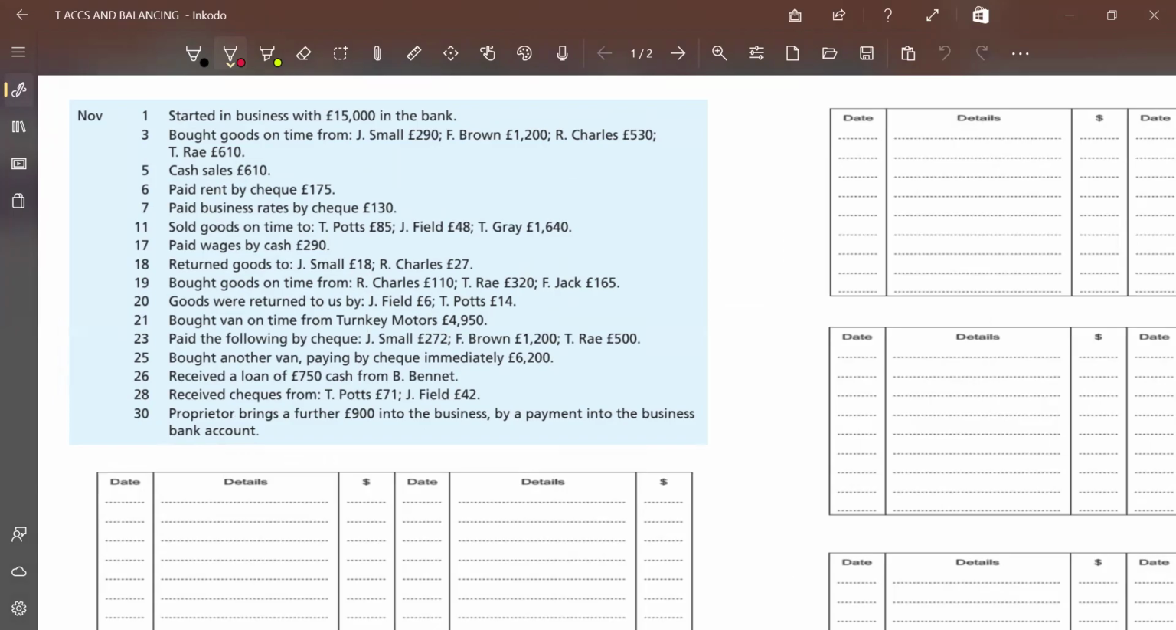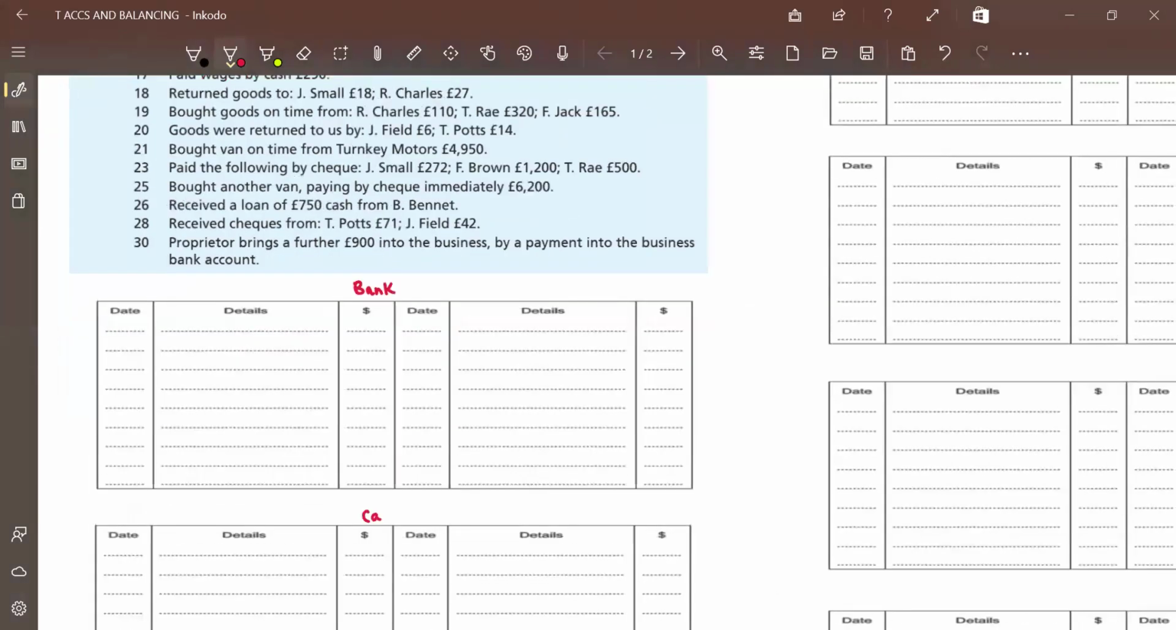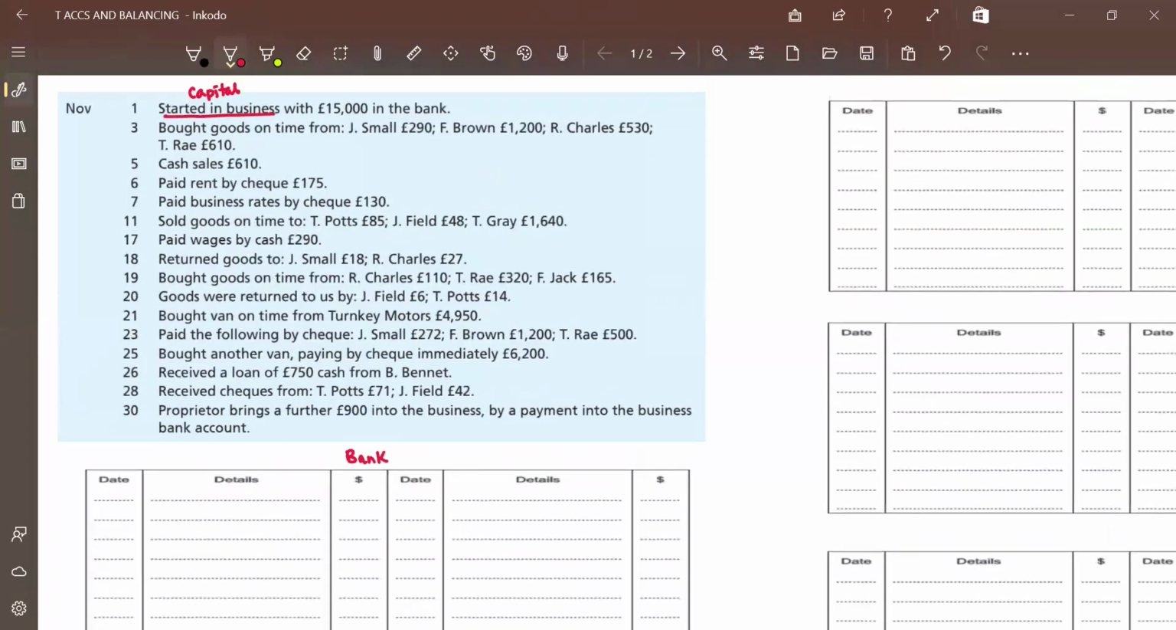Whenever you're starting off business, whenever this statement comes in, you need to understand that this is an indication of capital. So you have two accounts to prepare, a bank account and a capital account. Because you started business, it is the personal funds that have gone down, but the business funds have gone up. So bank balance goes up. This is a business bank account. So 15,000 on the debit side, you write down November 1st, and the cross reference has to be capital.